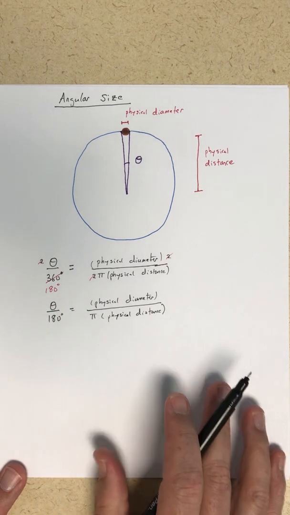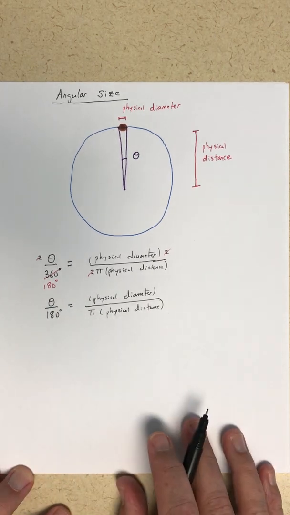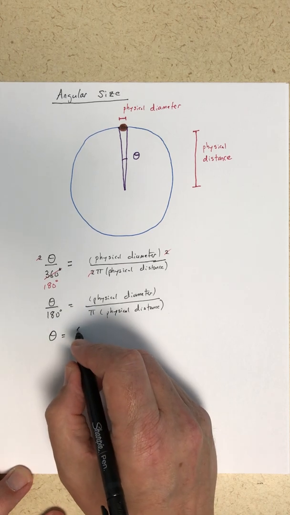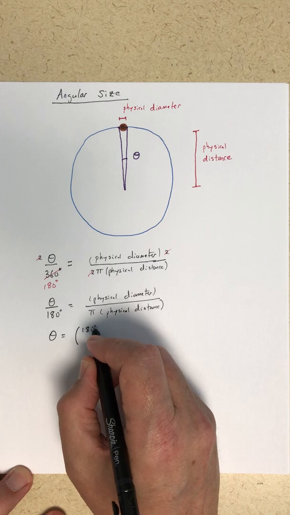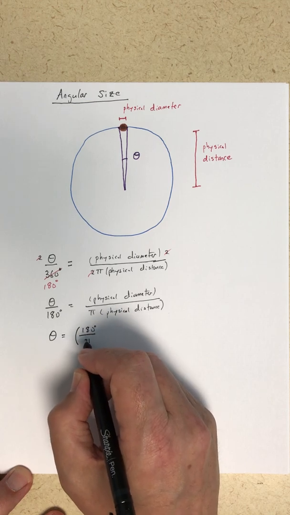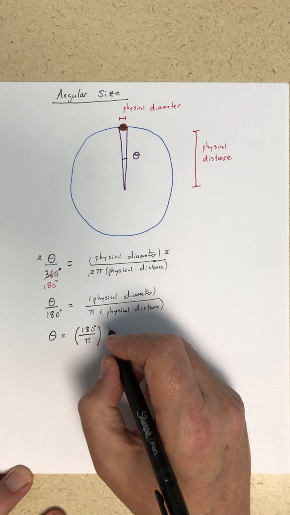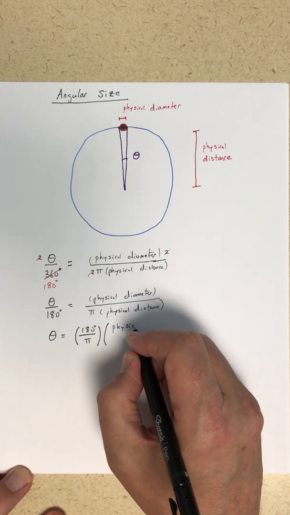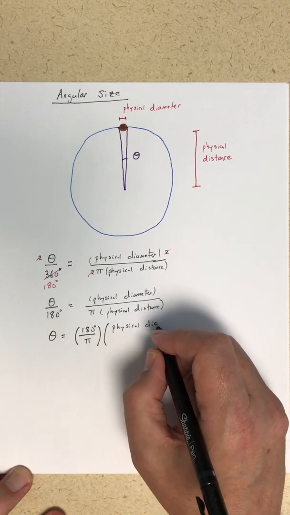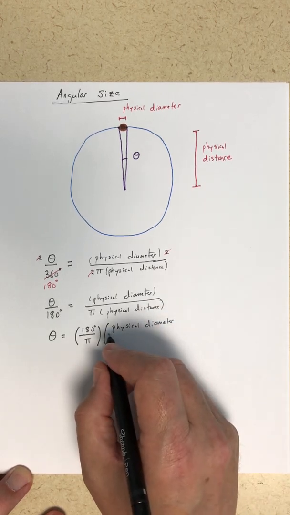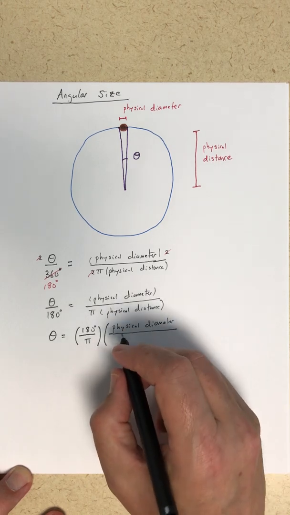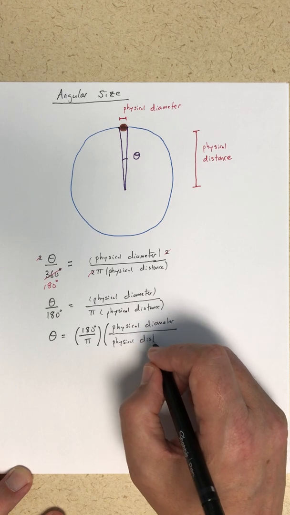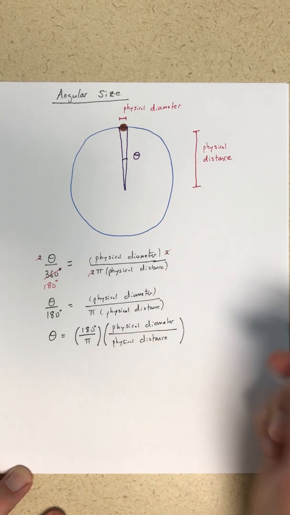And to solve for theta by itself, multiply both sides by 180 degrees. We'll have theta is 180 degrees over pi, and then I'll have this ratio of the physical diameter, so how far across the thing actually is, to the physical distance, how far away the thing actually is.